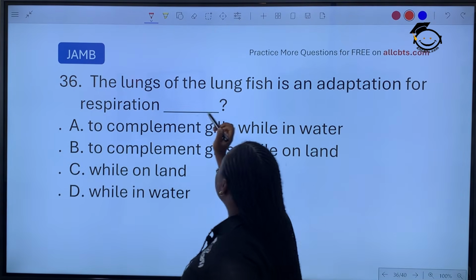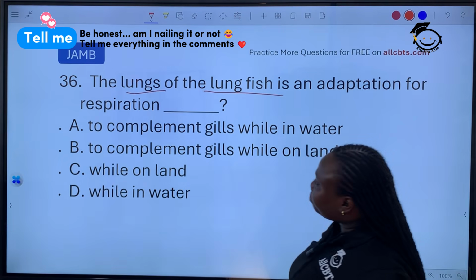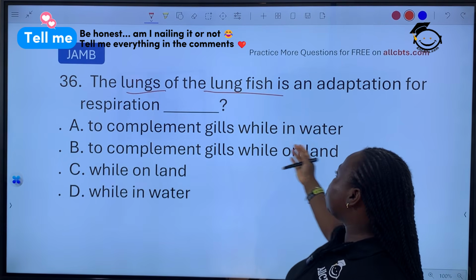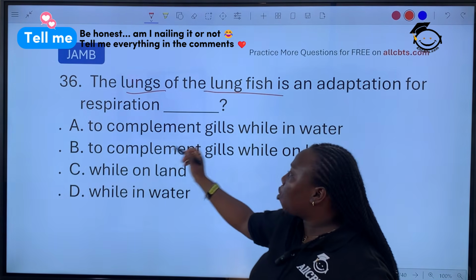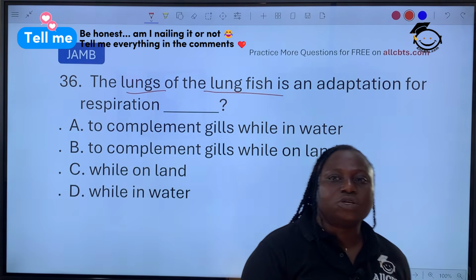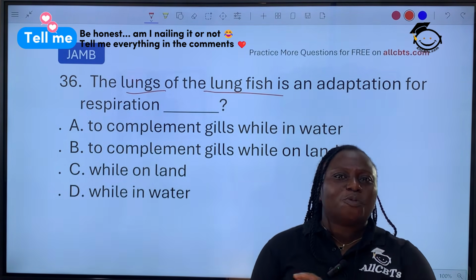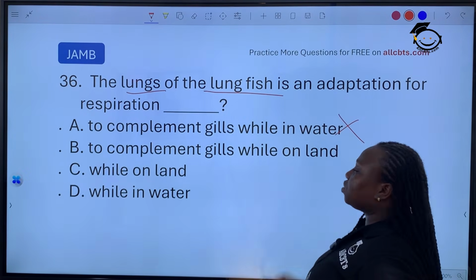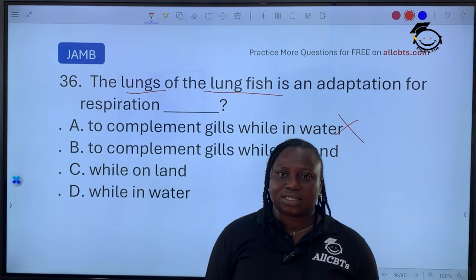So they're asking us, what is the function of the lung in lungfish? Is it to complement the gills while in water? No. Why is it not? What does complement gills while in water mean? It means that they try to help the gills in water, which is no, because lungs cannot function in water. So this one is out. To complement gills while on land, yes.